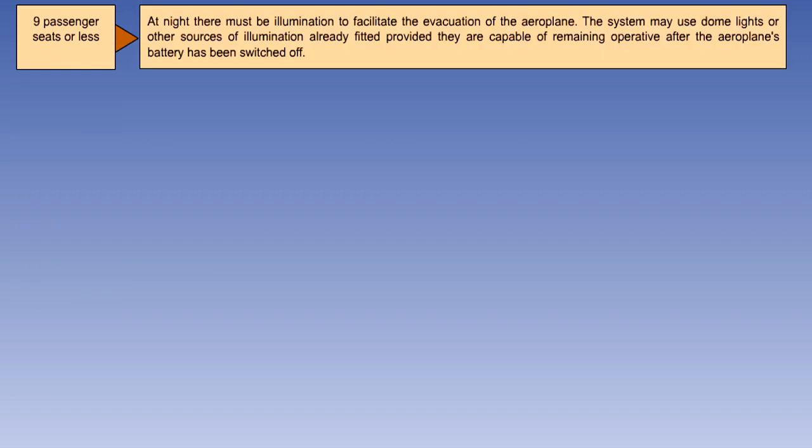With an approved passenger seating configuration of 9 or less seats, the aeroplane must not be operated at night unless it is provided with a source of general cabin illumination to facilitate evacuation of the aeroplane. This may use normal internal lighting systems, provided they are capable of remaining operative after the aeroplane's battery has been switched off.